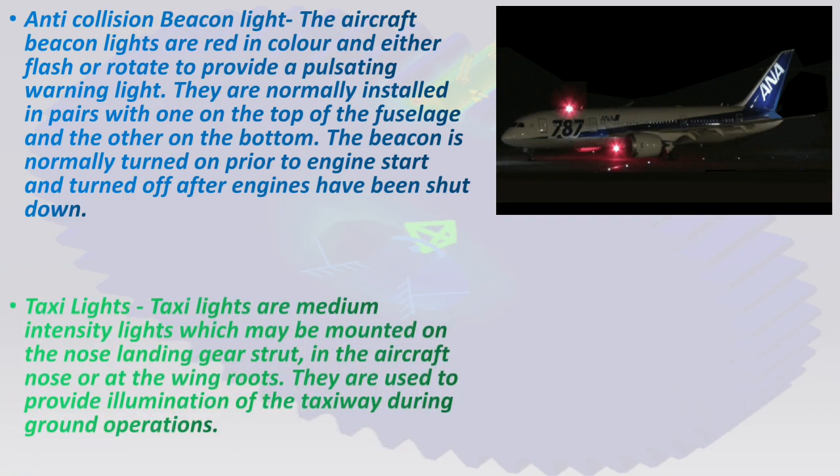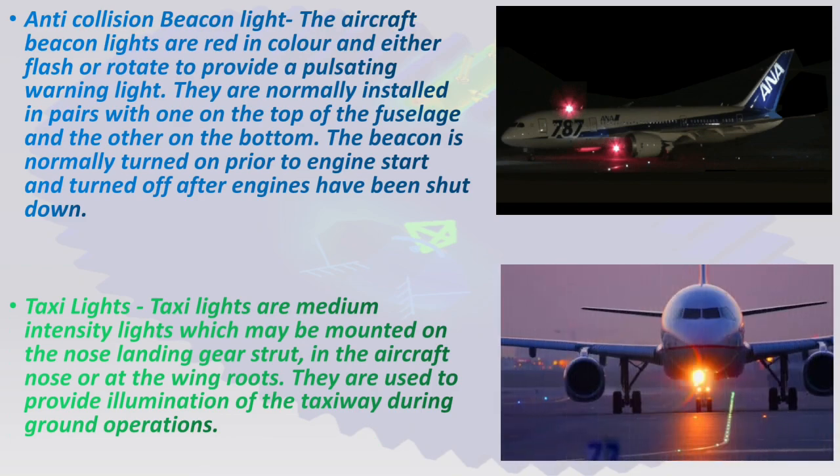The next one is taxi light. Taxi lights are medium intensity lights which may be mounted on the nose landing gear strut, in the aircraft nose, or at the wing root. They are used to provide illumination of the taxiway during ground operation.